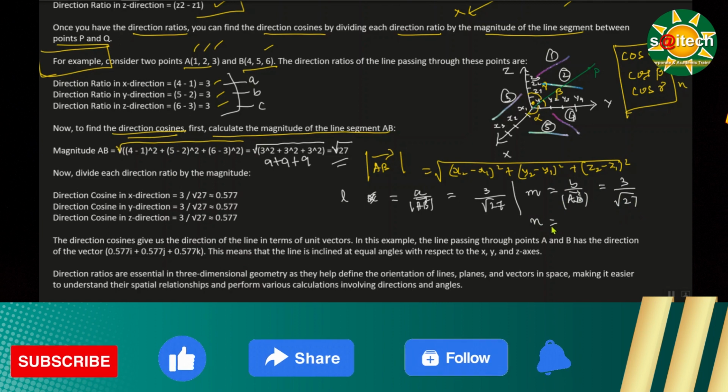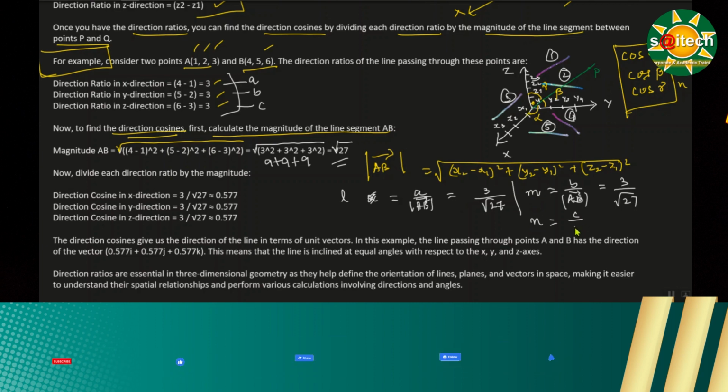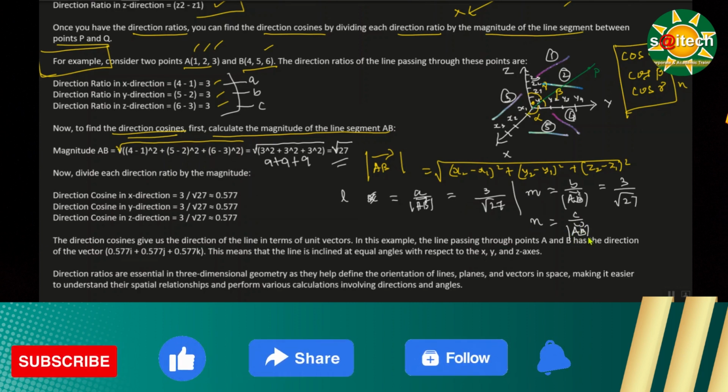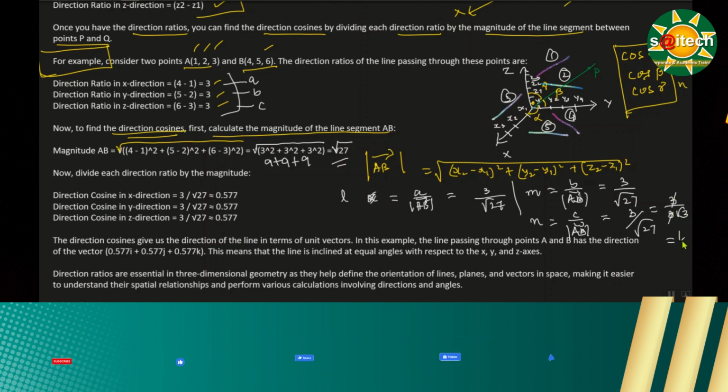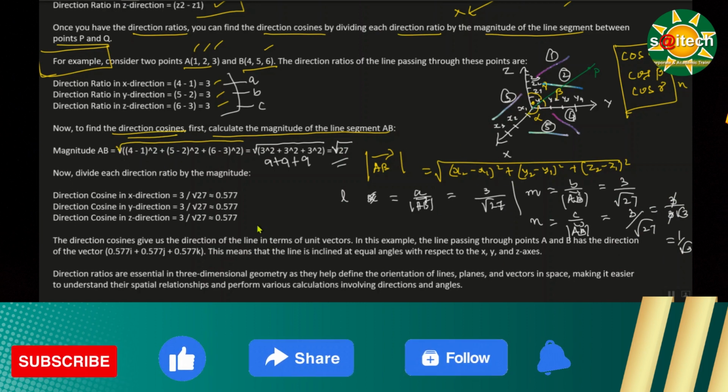Similarly N is along the Z axis, is it not? This L is nothing but cos alpha, this is cos beta, M, this is cos gamma, that is direction cosine, and this is C by the magnitude of AB vector. Now you have got another 3 by root 27. Okay, and if you want you can further reduce it. 3 divided by root 27, you can split it as 3 root 3. So in that case it is 1 by root 3. So in all these cases you can find this as 1 by root 3. So this is L, M, N.